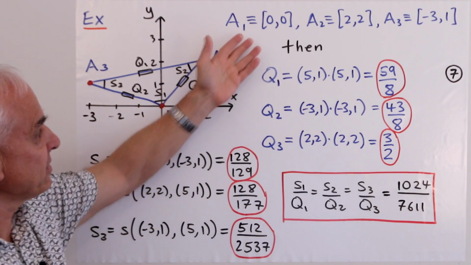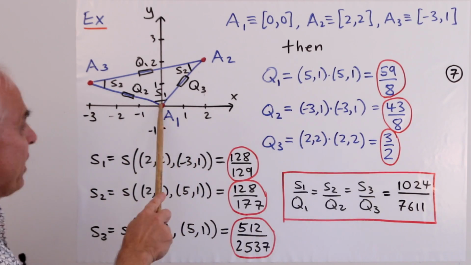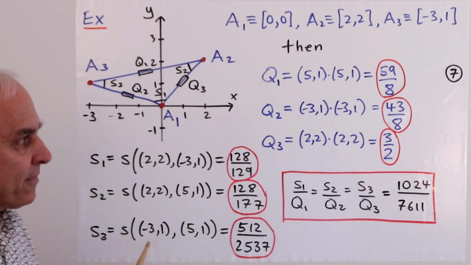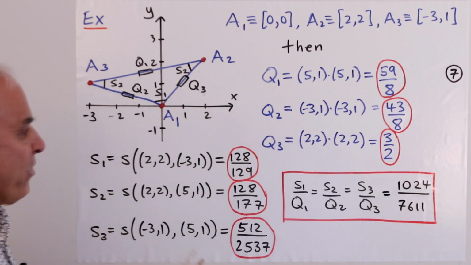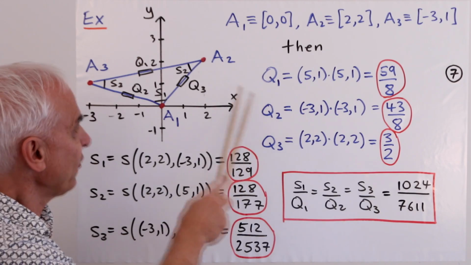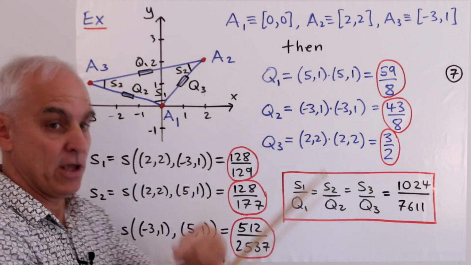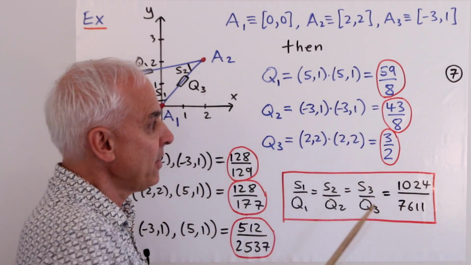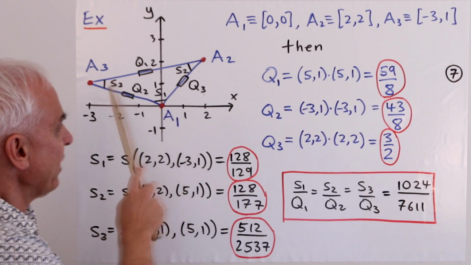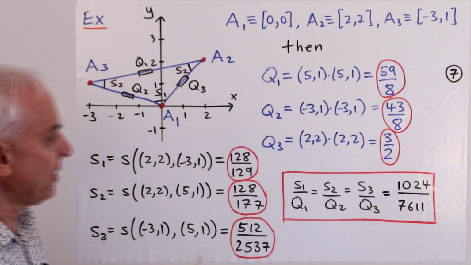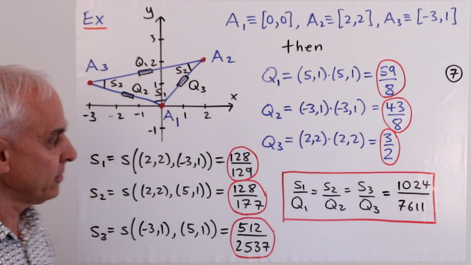We choose 3 points, say the origin for convenience, the point (2, 2), the point (-3, 1). There's the 3 points. There's a triangle. We can write down quadrances and spreads. You can check the quadrances: Q1, you just take that vector and dot it with itself using the formula, and you get 59 over 8. The quadrance Q2, that vector dotted with itself, 43 over 8. The quadrance Q3, dotted with itself, you get 3 over 2.